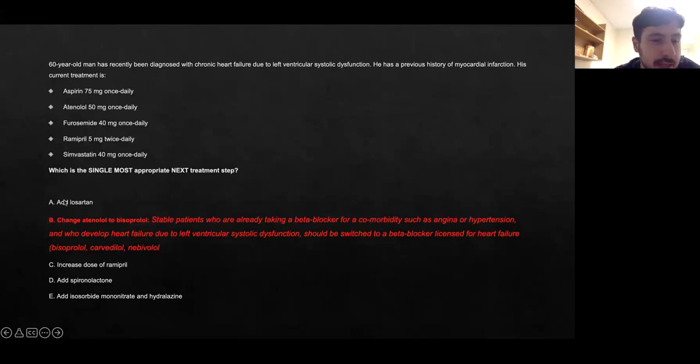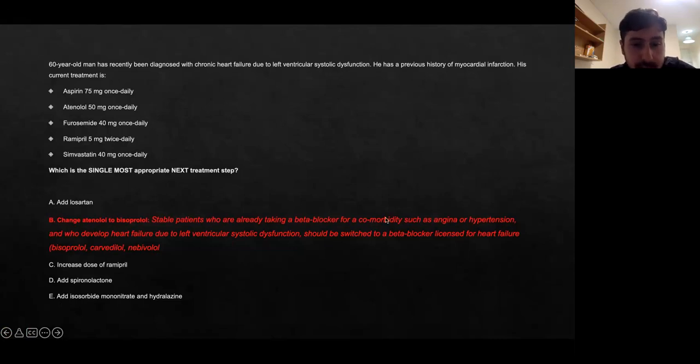If we go through this question, add losartan. The patient's already on an ACE inhibitor, so we don't need to add an ARB. Increase the dose of ramipril. I guess we can consider this, but there is a more urgent change that can be made. Spironolactone, yes, that will be the next drug we want to add, but the patient's current treatment can still be optimized. And E is a further step even after spironolactone.